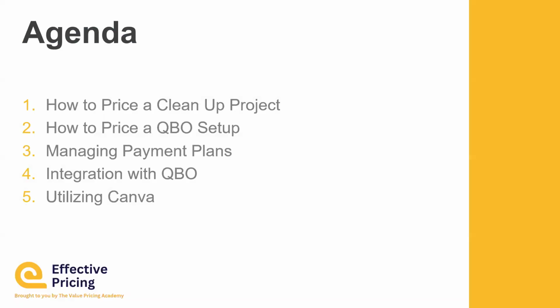So this is our agenda for today. We're going to first look at how to price a cleanup project, which is one of the specialties that we do. We're going to look at how to price a QBO setup. These are two of the ones that are sort of one-time type things that aren't part of a regular model. There's a little bit more intricacies to them that we may not use on a regular basis. And it's also questions that I see pop up quite often.